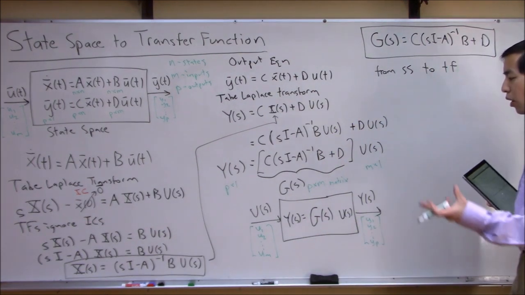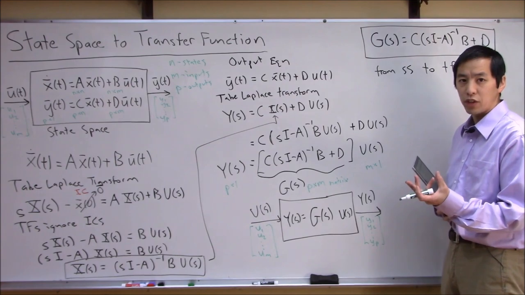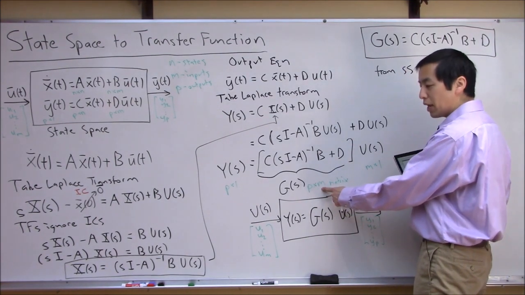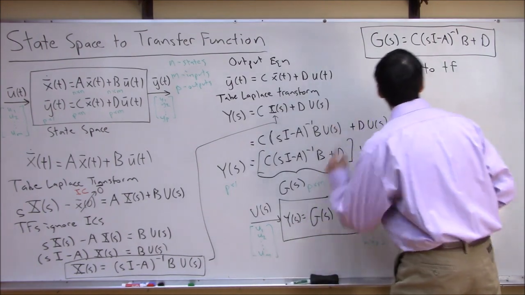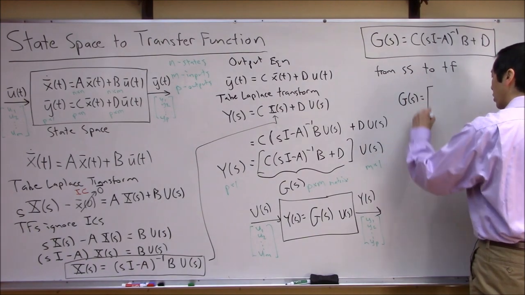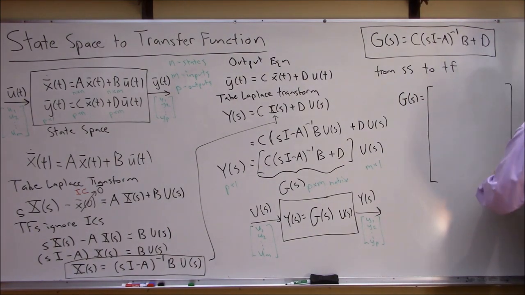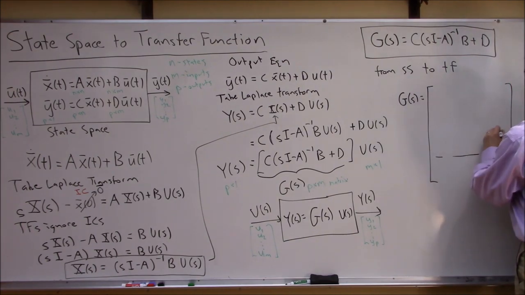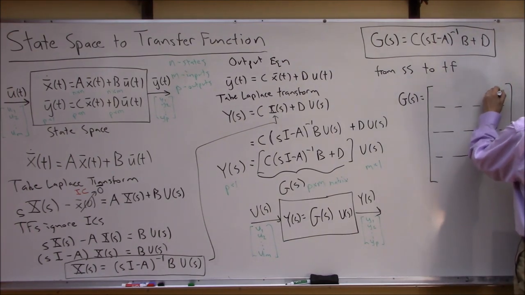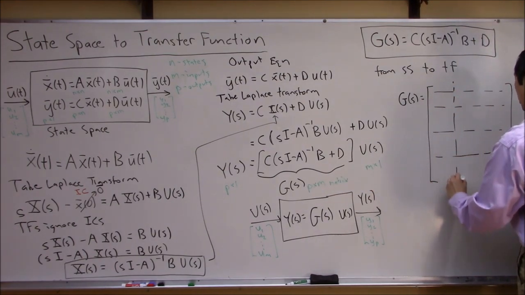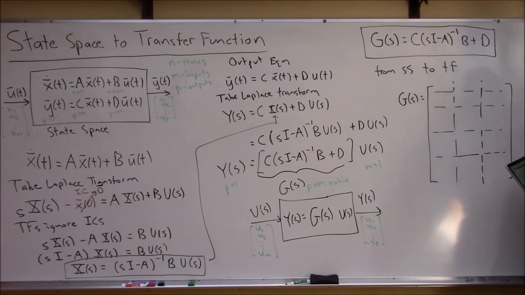right? So you don't get a single transfer function out of this representation. You actually get a P by M matrix of transfer functions. So in other words, what this G is going to look like, it's going to look like a matrix where you have P rows, I'll maybe do it something like this. And then you have M columns.